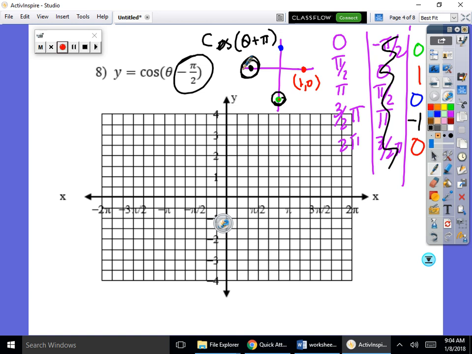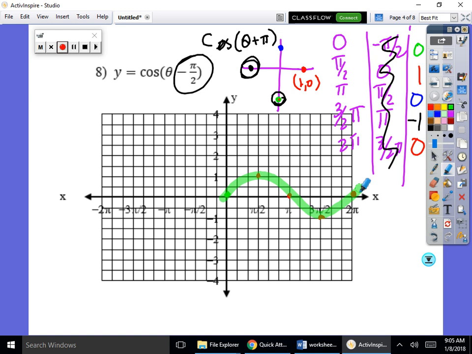All right, so we're going to go ahead and plot this. So we have 0, 0. Then I have pi over 2 and 1. Then I have pi back to 0. Then I have 3 halves pi and -1. And then 2 pi is back to 0, making a beautiful wave. Done. Good?